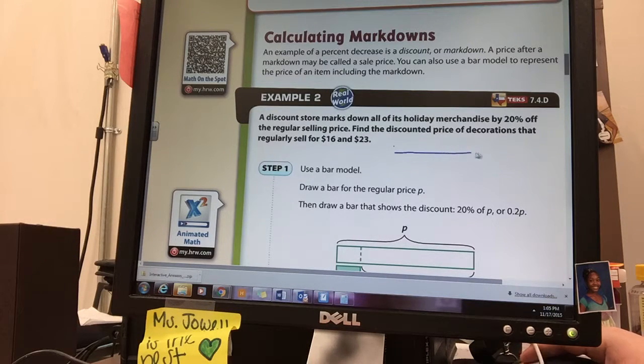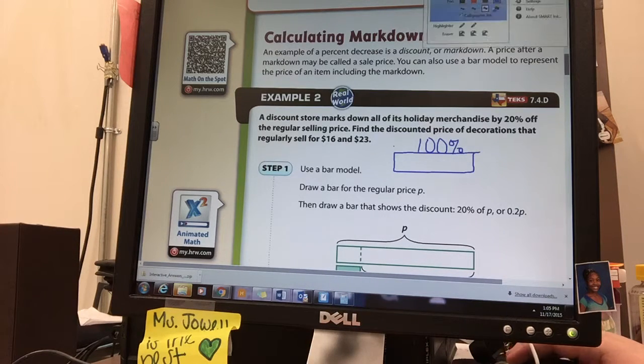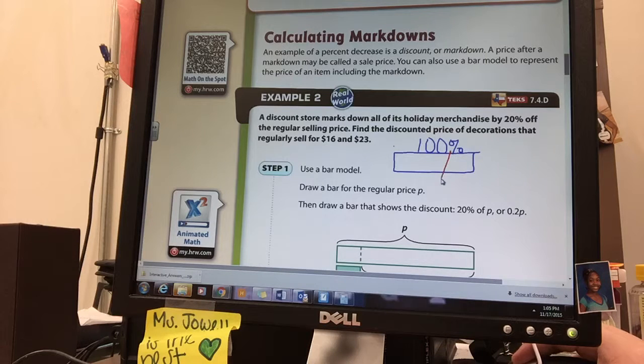So originally, if you would have bought this before the holidays, you would have been paying for 100% of it. You would have paid for the entire price of it. But now that it's being marked down, it's actually taking part of that price off, and you're taking off 20% of that price. So I'm cutting that part off, and it leaves me with 80%. And I get that because 100% minus the 20% is 80.